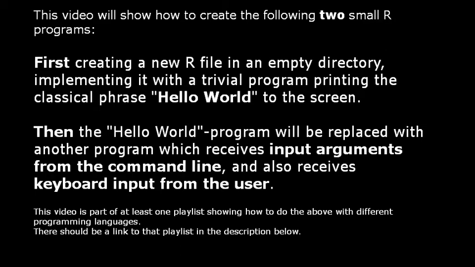This video will show how to create the following two small R programs. First, creating a new R file in an empty directory, implementing it with a trivial program, printing the classical phrase "Hello World" to the screen. Then the Hello World program will be replaced with another program, which receives input argument from the command line and also receives keyboard input from the user.